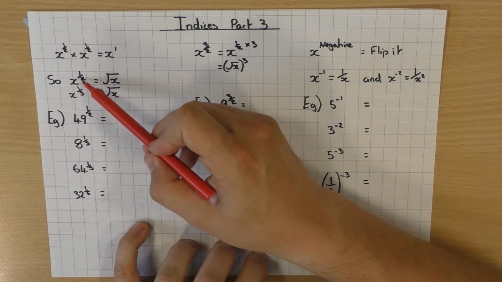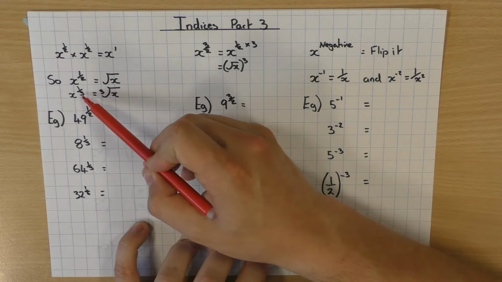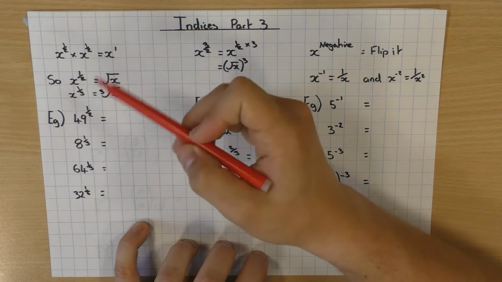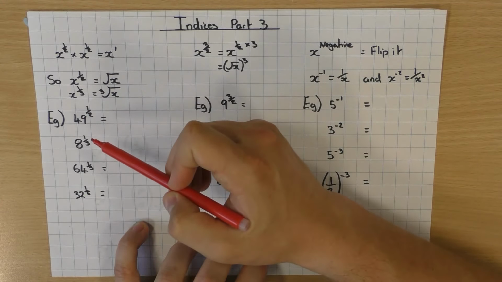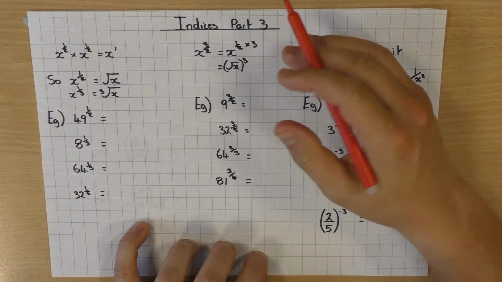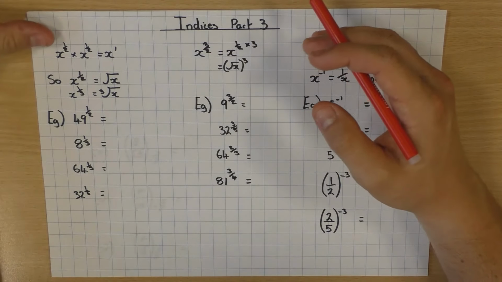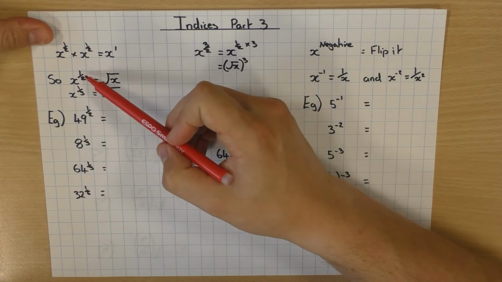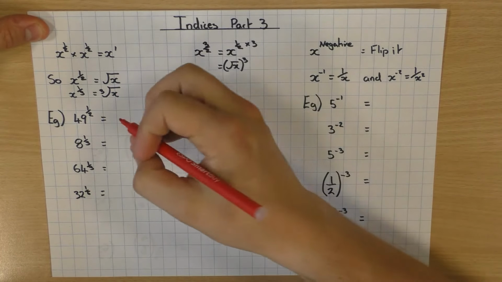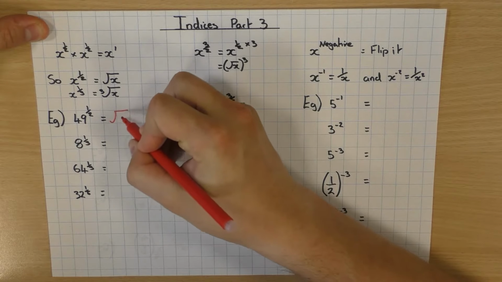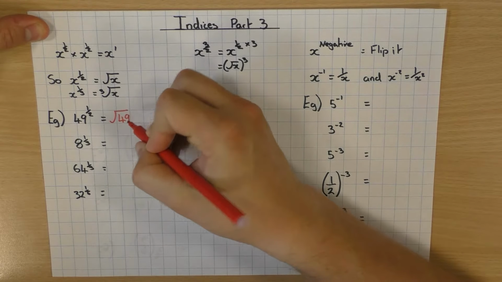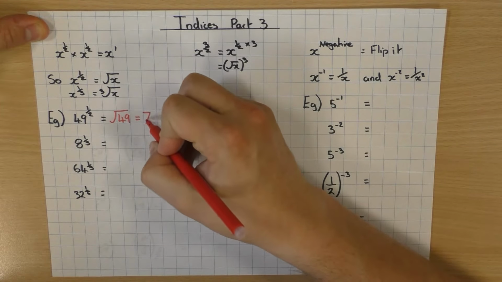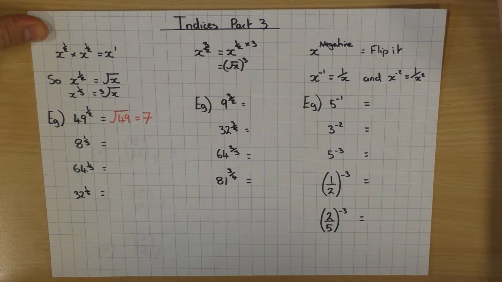So whatever the denominator is, if it's a 2, it's a square root, if it's a 3, it's the cube root, if it was a fourth, it would be the fourth root. So if we have a look at some examples, if I have 49 to the power of a half, like I just said, if it's to the power of a half, it just means the square root. So it's the square root of 49, and you should know your square numbers. Obviously the square root of 49 is 7 because 7 times 7 is 49.